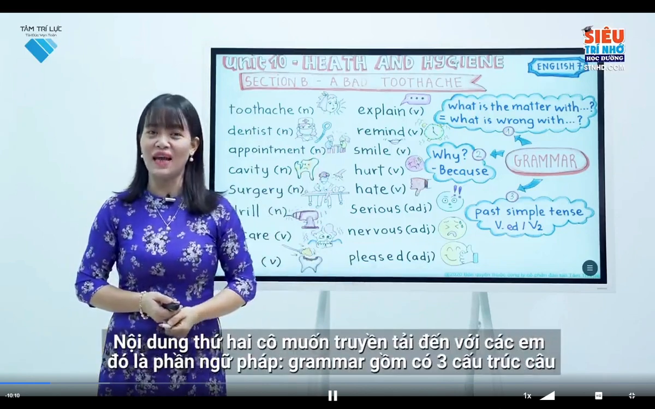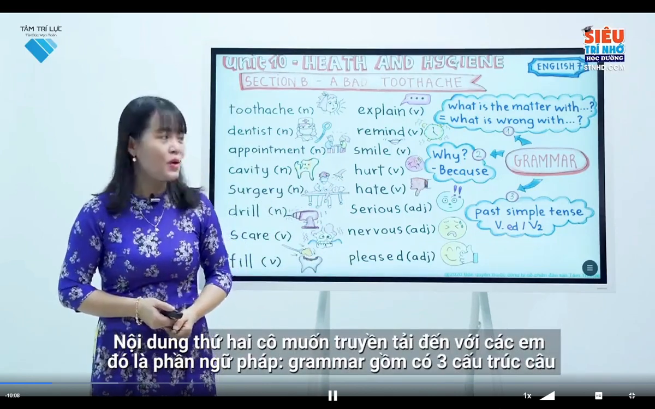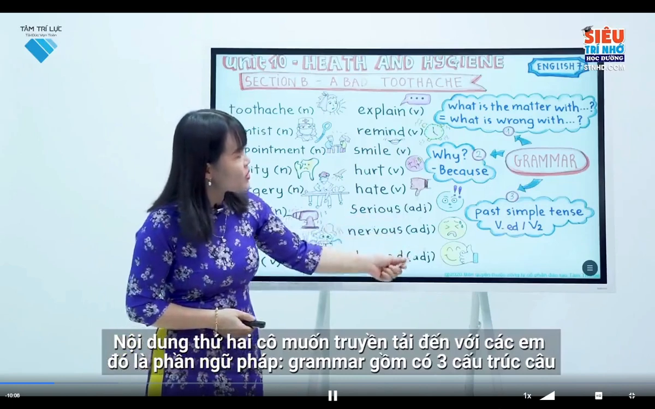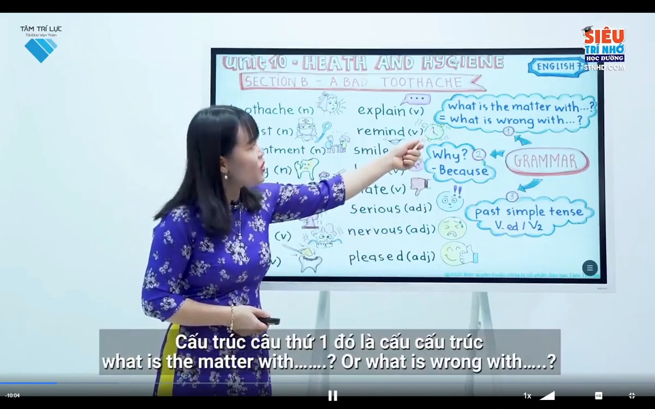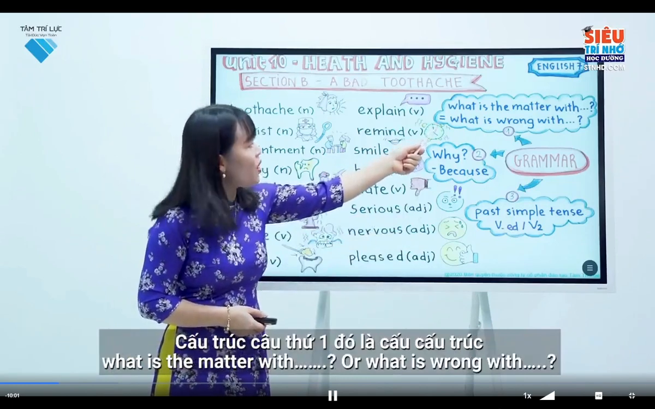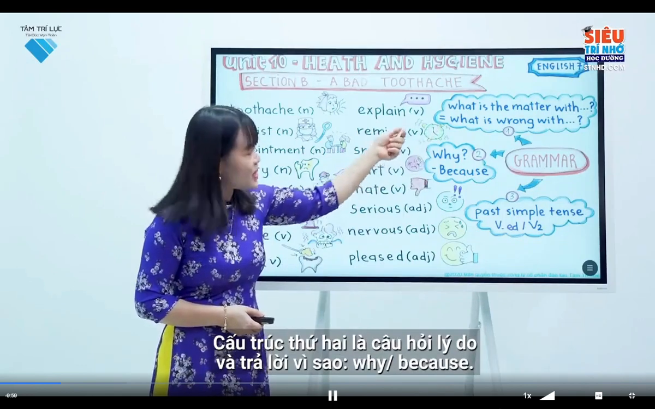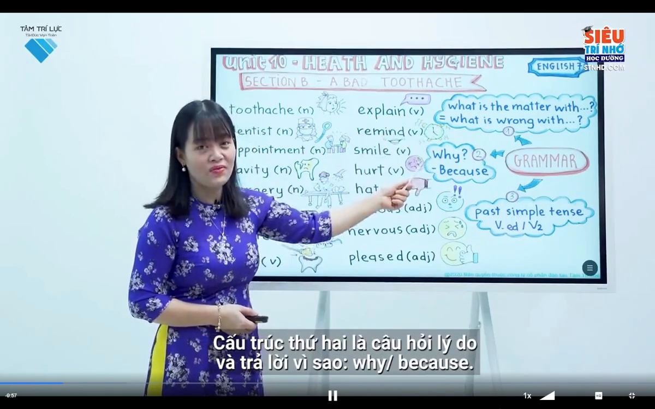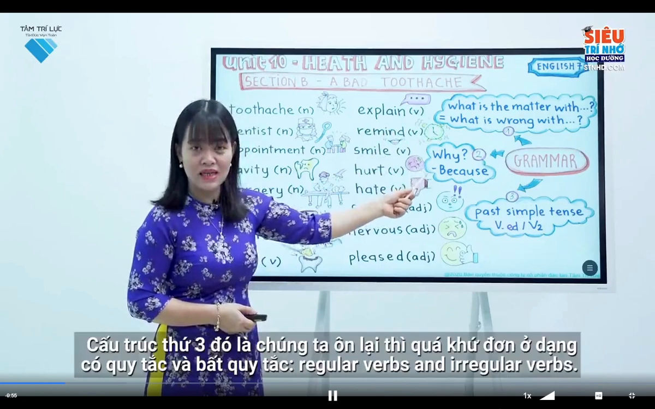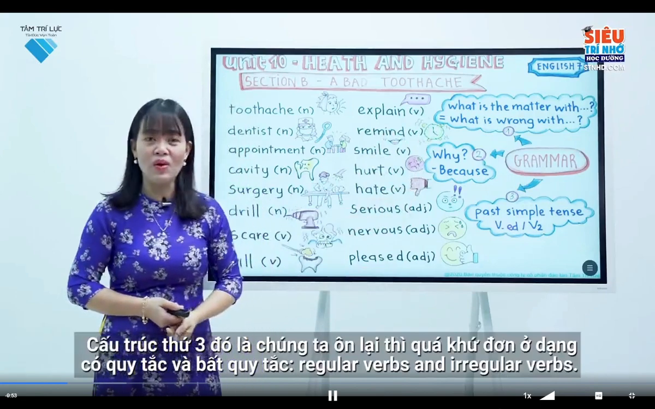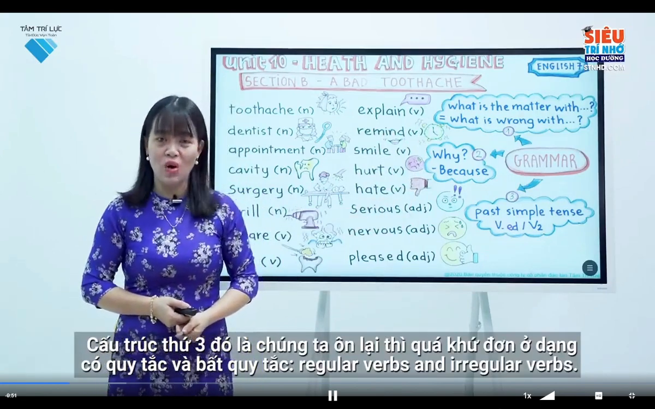The second part I want to convey to you is the grammar part. Grammar includes 3 sentence structures. The first is, what is the matter with, or what is wrong with? The second structure is the question and answer, why, because. The third structure is that we review the past simple in the form regular and irregular verbs.